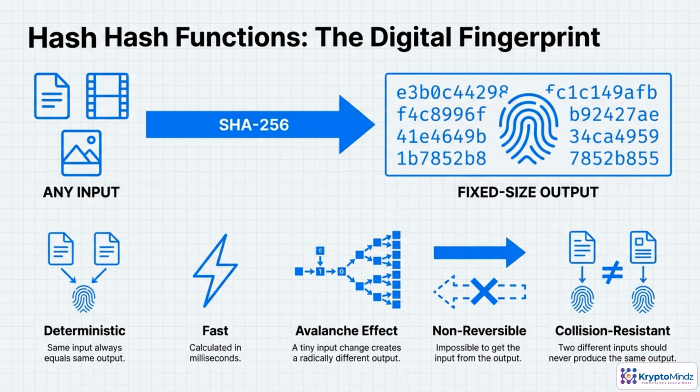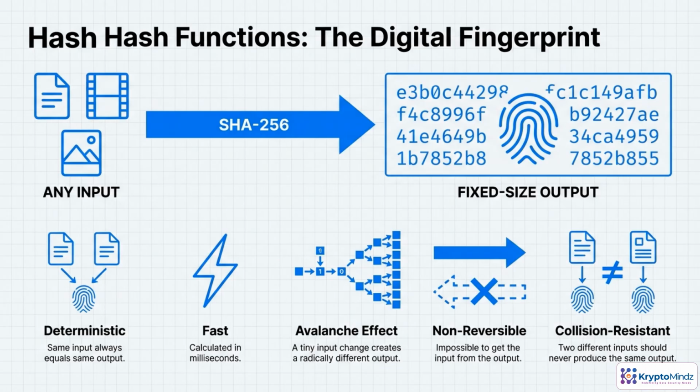Let's start with hash functions. A hash function is a mathematical function that takes any input. It could be small, it could be huge, and produces a fixed size output called a hash. Think of a hash like a fingerprint. Everyone has a unique fingerprint. Even identical twins have different fingerprints. You can look at a fingerprint and identify someone, but you can't reconstruct the person from their fingerprint. It's a one-way transformation. A cryptographic hash function has 5 critical properties.